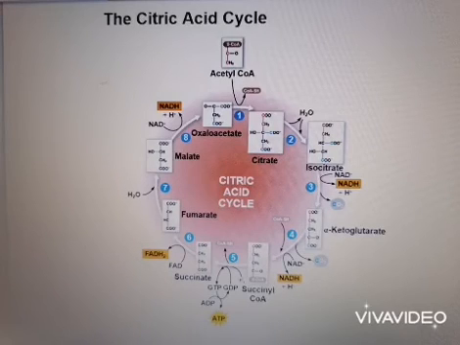Fumarate is converted to malate by the enzyme fumarase. 1 molecule of H2O is gained. Lastly, malate is converted to oxaloacetate by the enzyme malate dehydrogenase, and NAD is reduced to NADH.